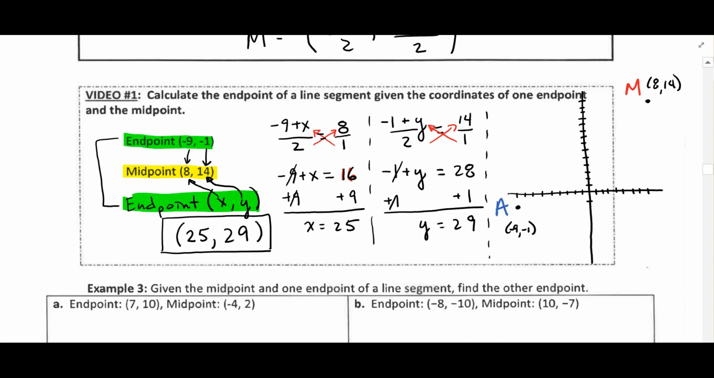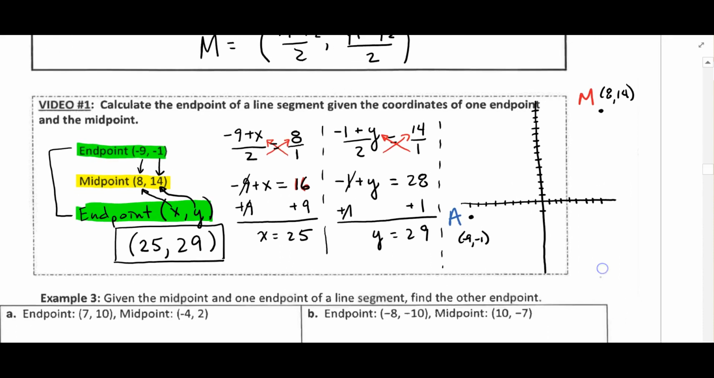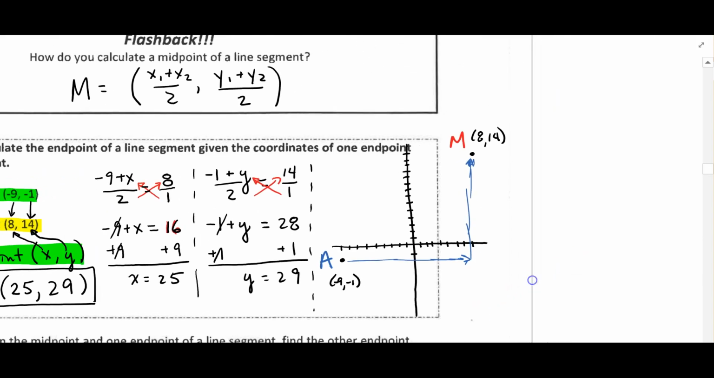And then what we've got to do is find point B somewhere. So I know that however far I go this way and this way to get up there, to get the other point, I'm going to have to go the same distance over this way and up this way. So to go from -9 to +8, I went 9 back to 0 and then another 8, so I know that's going to be plus 17 units. And then I went from -1 to +14, so I'm going to go 1 up to 0 and then another 14, so I'm going to go up 15.